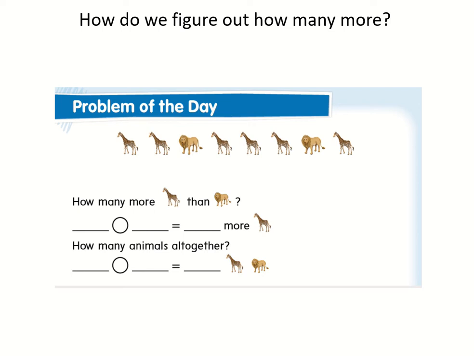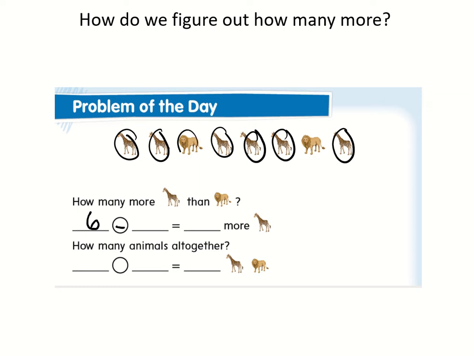Because first we have to figure out how many giraffes we have. So we have 1, 2, 3, 4, 5, and 6. And we need to figure out how many more giraffes we have than lions. But let's take a look here. We put the number 6 right here. We're actually going to subtract the amount of lions that we have. So I have 1 and 2. And if I were to do that, I have 6, take away 2. So if I go 1, 2, 3, 4, 5, 6, I take 2 away, I am left with 4. 4 more giraffes than lions.